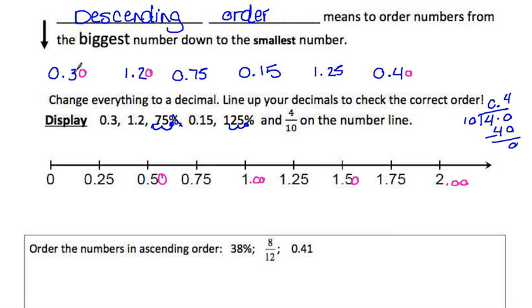So where would 0.30 go? 0.30 would go somewhere in here between 25 and 50. So 0.30 goes here. Probably better if we put just plain 3, though, because that's what we were given. 1.20 or 1.2 is going to fall right in here somewhere, because it has to go between 1 and 1.25. 0.75. Well, there's a spot right there for it. Its original form was 75%, so I'm going to use 75% since I have to always go back to original form.